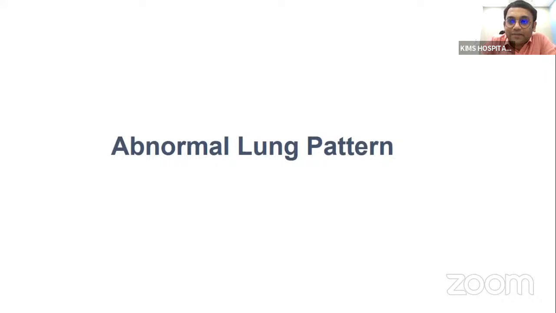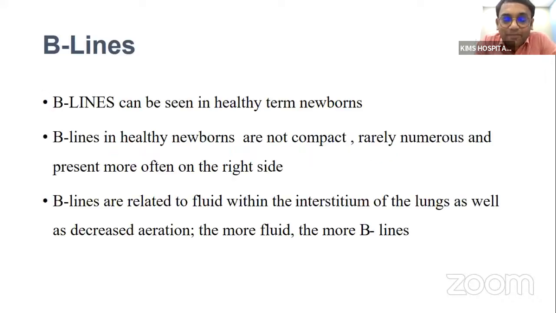So what are the abnormal lung patterns? The appearance of simple B lines is normal, as we discussed. This can be seen in healthy newborn babies. However, they should be just vertical lines, and they should not be compact, and they should not be numerous. So less than 3 is normal. And they usually present more often on the right side.